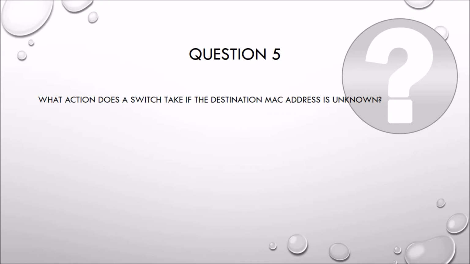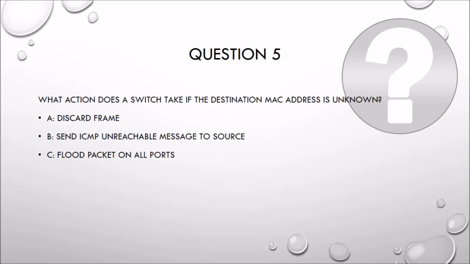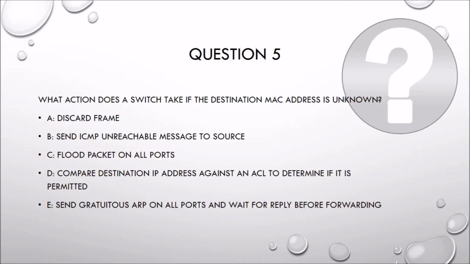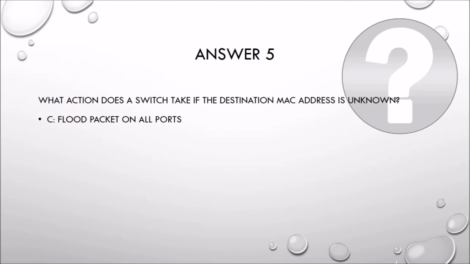Question 5. What action does a switch take if the destination MAC address is unknown? Does it A, discard the frame, B, send ICMP unreachable message to the source, C, flood the packet out of all ports, or D, compare destination IP address against an ACL to determine if it is permitted? Or E, send gratuitous ARP on all ports and wait for a reply before forwarding? The answer is C.